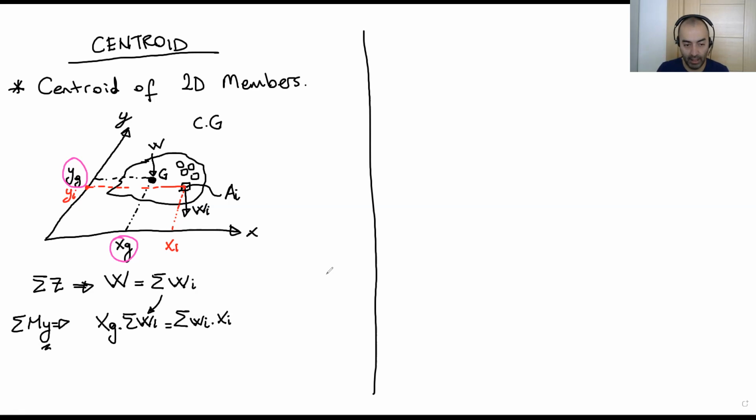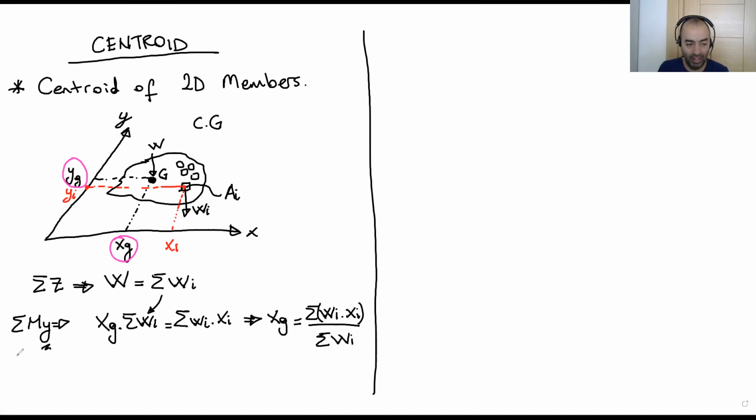Okay, so from here, I will get an equation. I'm just looking for the xg, remember. Xg is total Wi times xi over total Wi. So calculate the total moment of each piece divided by the total weight. That gives us xg.